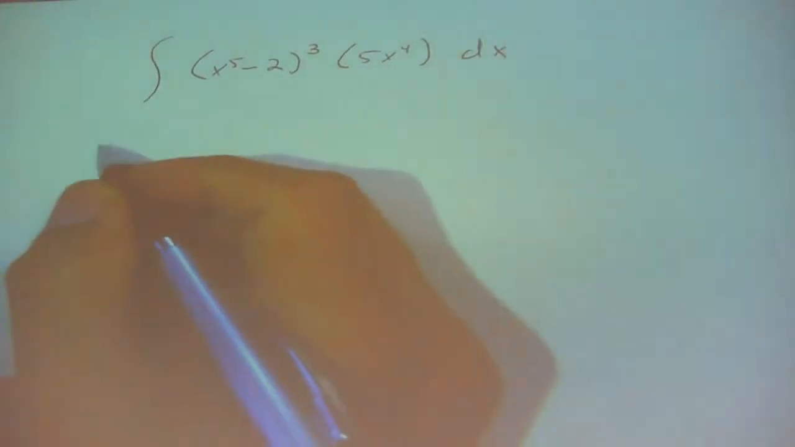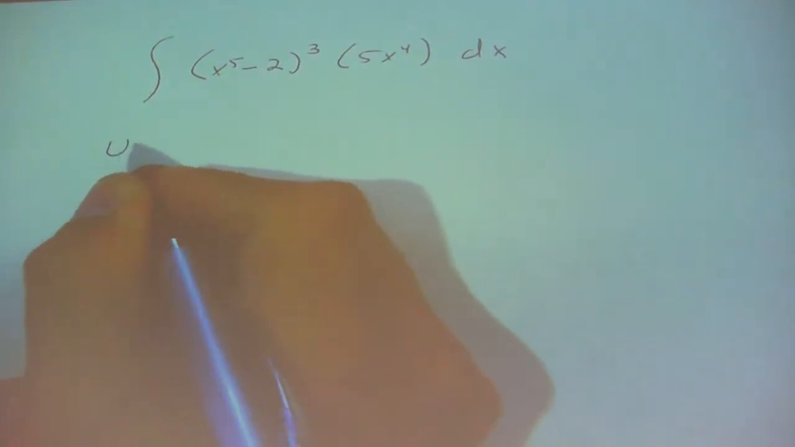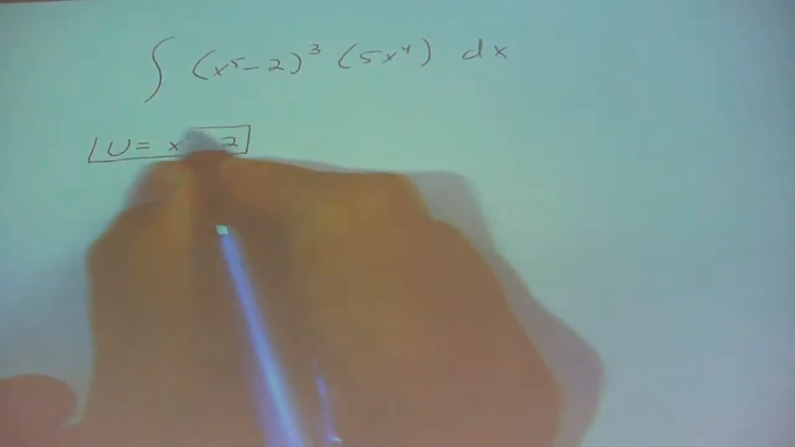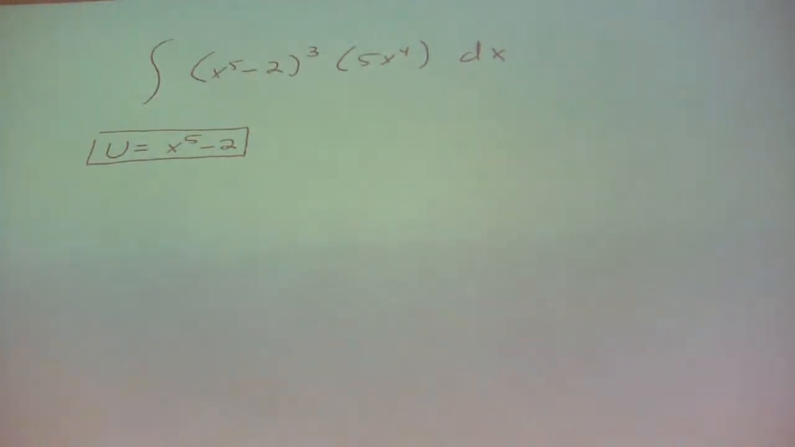Number one, you pick something to be your U. U in this case is going to be x to the fifth minus 2. Now, your very first question is going to be, how did you know that? Number one, I've done a million of these. That's how I knew right away that's what it was going to be. So let's finish it. And after we do a couple of them, you'll start seeing why that's the U. But I'll give you some clues along the way.